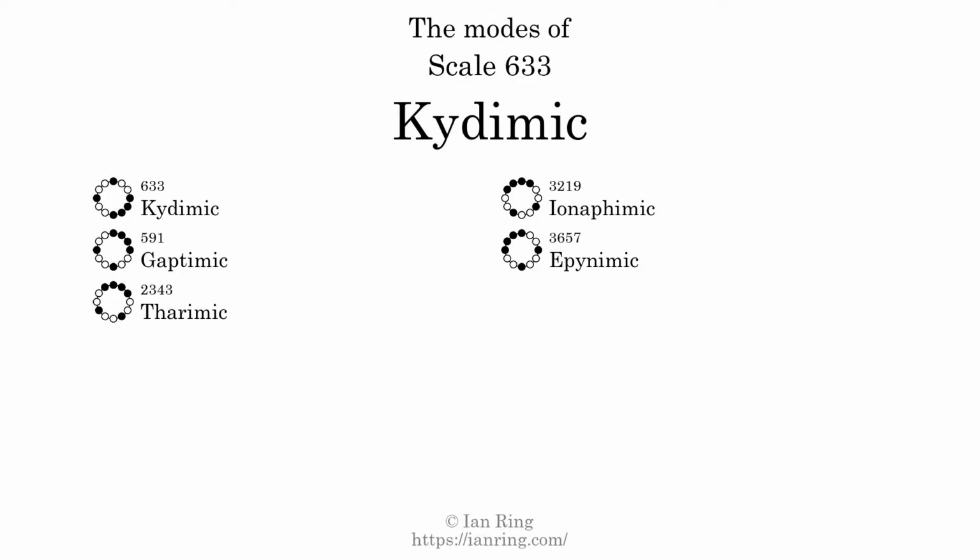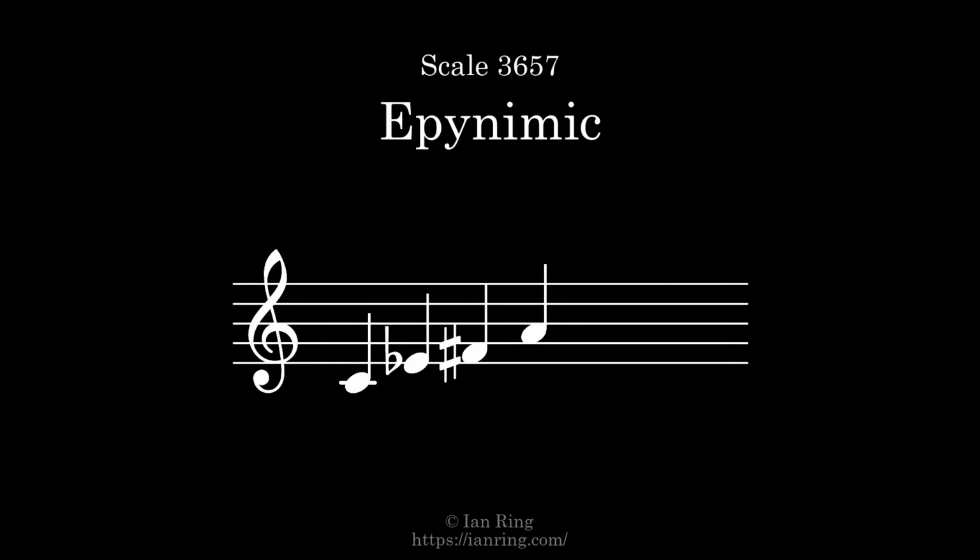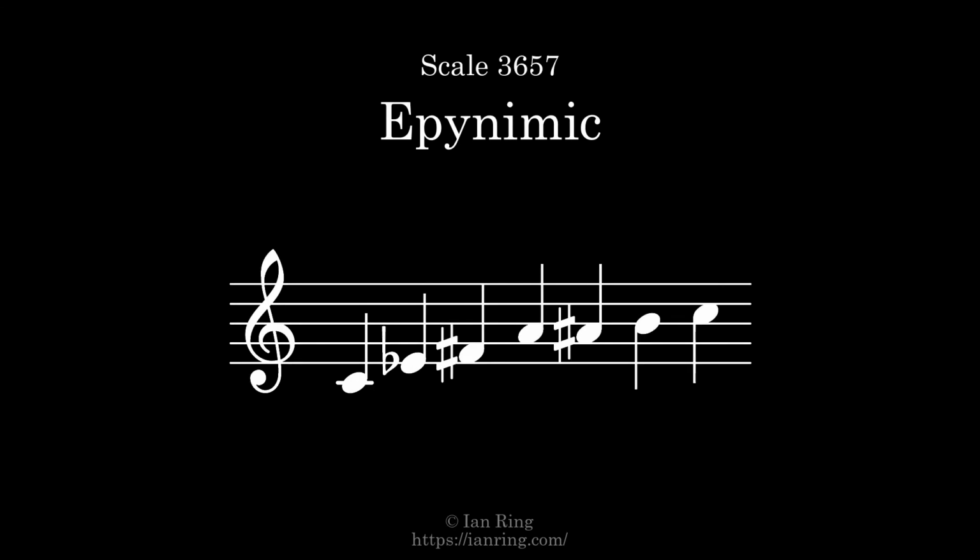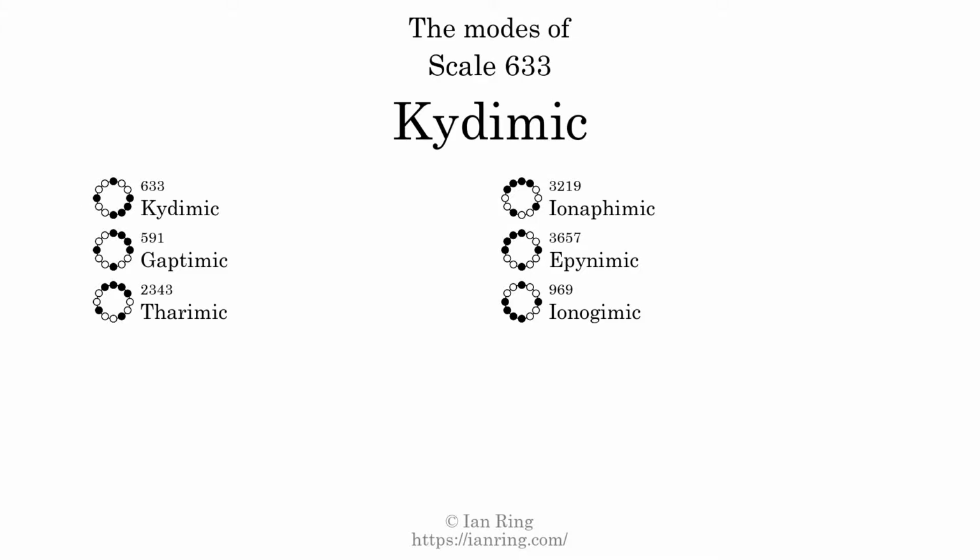The fifth mode is scale 3657, also known as eponymic. It sounds like this. The sixth and last mode is scale 969, also known as Kydimic. It sounds like this.